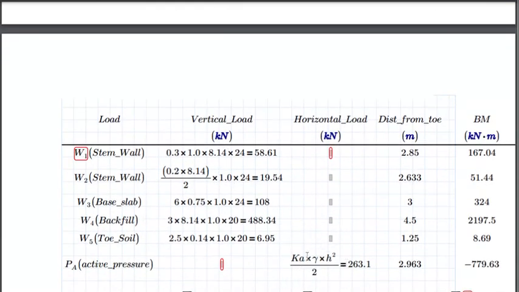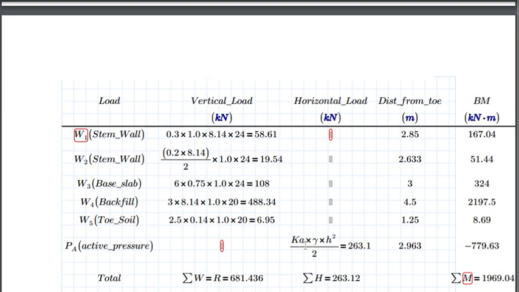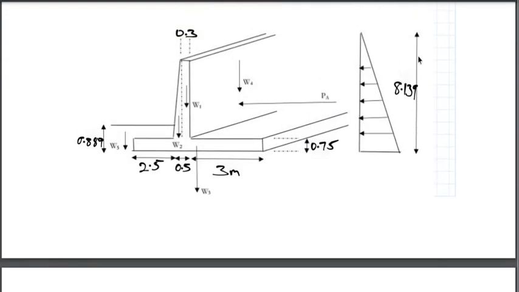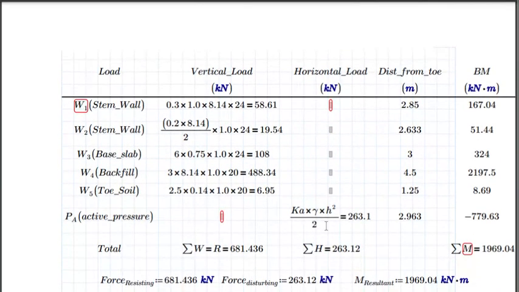So we have our pressure, which is gotten by Ka times gamma soil, of course, multiplied by the height, again this height, squared over 2. That's the formula to get your force acting on the stem of the retaining wall. So that will give you 263.1 kilonewton. Of course, multiplying it by 1 meter, because that's just the pressure. This gives you the pressure, but then when you multiply it by the 1 meter strip, you get it in kilonewton.